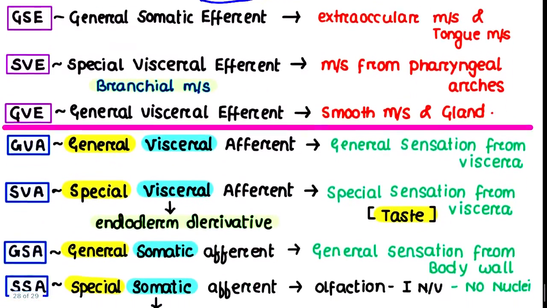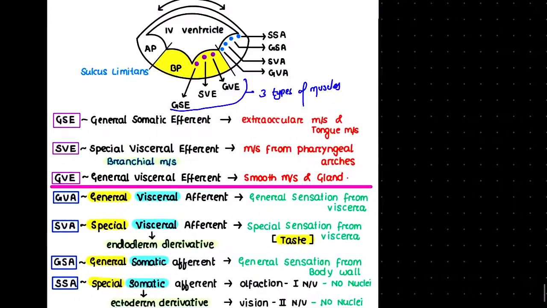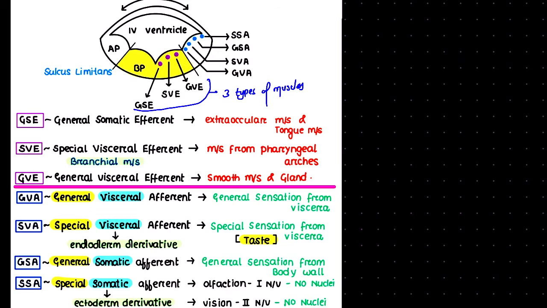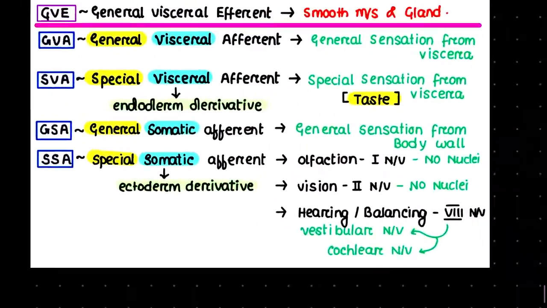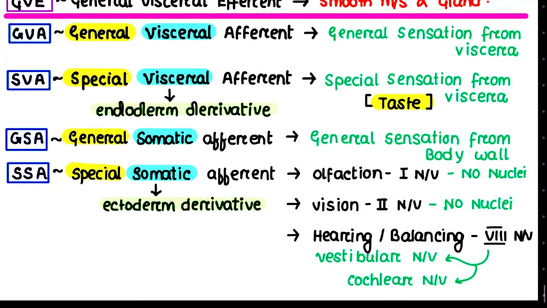So now how are we going to study these things? Let's talk about GVA, general visceral afferent. Just above we talked about smooth muscle and gland, but here it does not work like this. So here we need to completely forget what we have studied earlier, and not relate it to the efferent part. In this GVA, we need to talk in two ways.